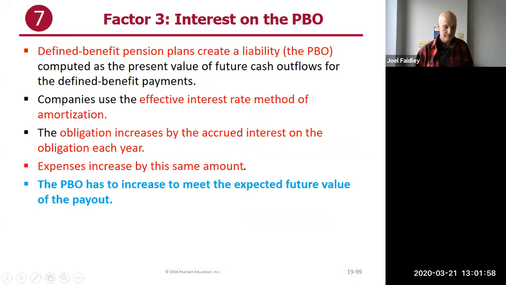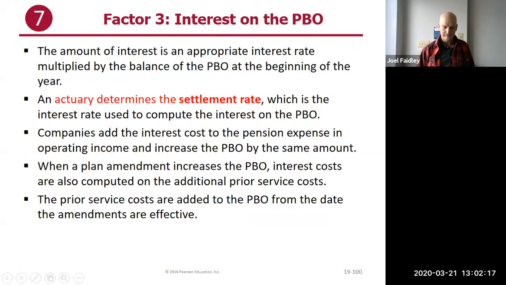Interest on the pension plan, right? Effective interest rate, amortization. The PBO has to increase to meet the expected future value of the payout. I mean, you're not putting in your books now what you're going to pay out later on without taking into consideration the time value of money, right?